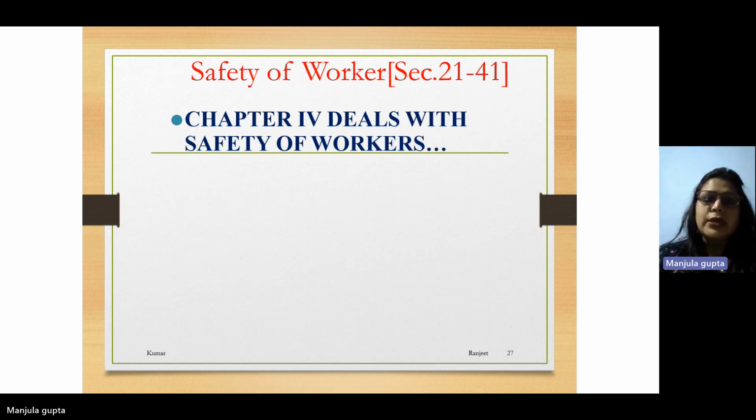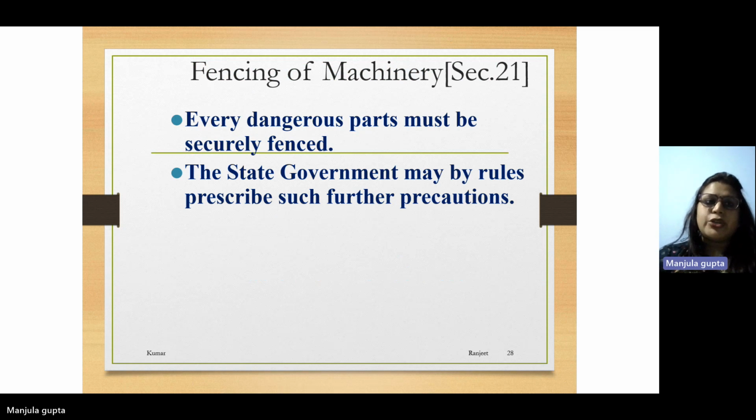Then safety of workers under section 21 to 41. Chapter 4 deals with safety of workers. Now, safety of workers includes fencing of machinery under section 21. Every dangerous part must be securely fenced. The state government may by rules prescribe such further precautions.